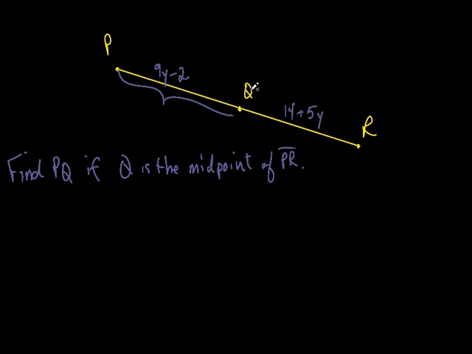That's the key to understanding midpoint: the midpoint divides these 2 segments into 2 equal segments. So what's true about this segment and this segment? Well, they have to be equal to each other. So guess what I'm going to do? I'm going to come over here and set them equal to each other. So I'm going to go 9y minus 2 equals 14 plus 5y, and I'm going to solve for y. Now the problem says find PQ, this length right here, but I have to find what y is in order to find that. Once I find y, just plug it in and then I'm done.